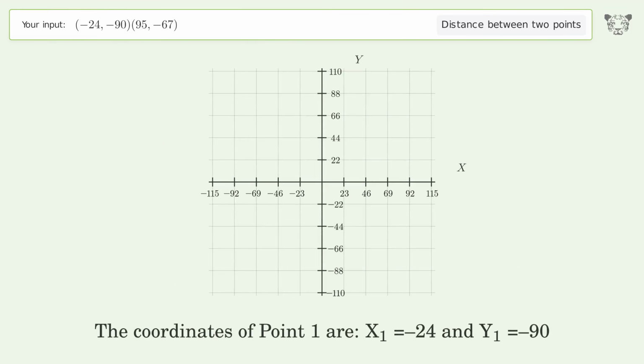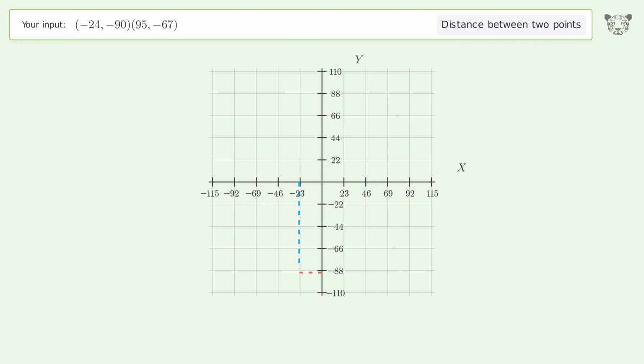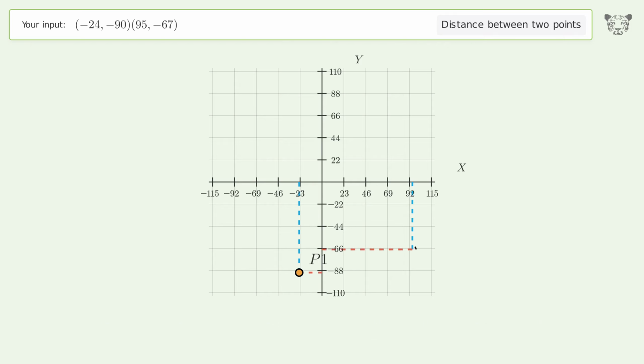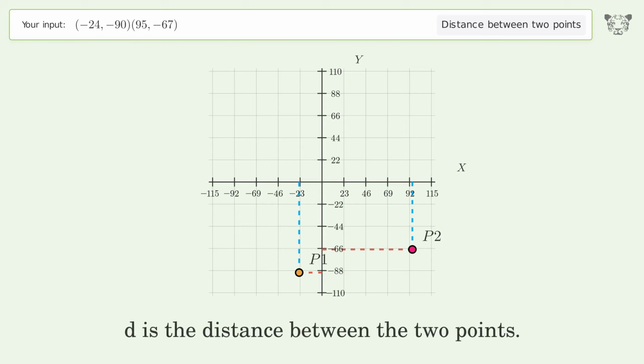The coordinates of point 1 are, x1 equals -24 and y1 equals -90. The coordinates of point 2 are, x2 equals 95 and y2 equals -67. D is the distance between the 2 points.